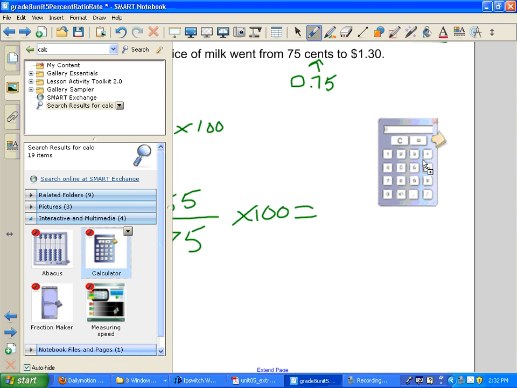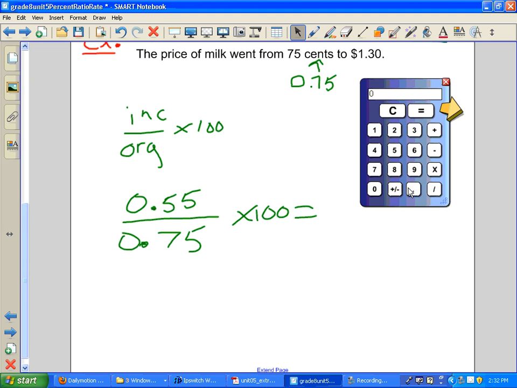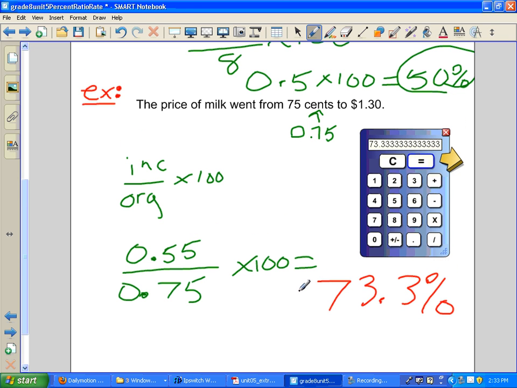So let's take this one right here. 0.55 divided by 0.75, and then we got to times that by 100, and our answer is 73.3%. So the answer is 73.3% that the milk rose in price.